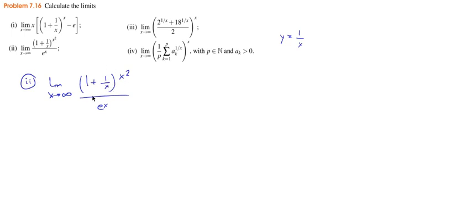So one idea, and again, whenever you have exponents that are more complicated than x, you can always take the logarithm of this. Okay, so if we call this L, the logarithm of L is going to be the limit when x goes to infinity of x squared times the logarithm of (1 plus 1 over x) minus, and the logarithm of e to the x is x, right?